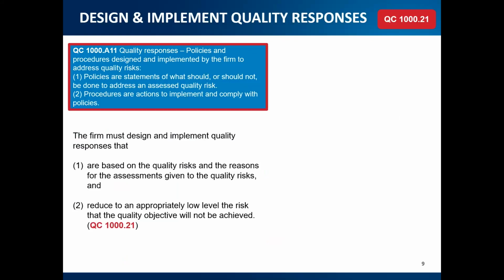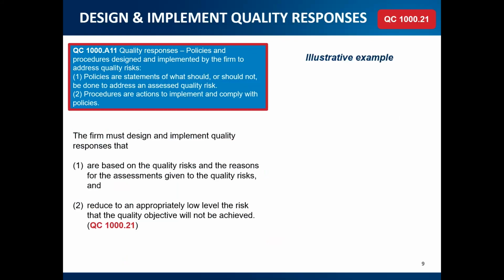Under the standard, the firm must design and implement quality responses that, one, are based on the quality risks and the reasons for the assessments given to the quality risks, and two, reduce to an appropriately low level the risk that the quality objective will not be achieved. Consistent with the principles-based approach of the standard, the nature, timing, and extent of quality responses depend on the underlying quality risks and the reasons why these risks were assessed as quality risks. For example, a quality risk that is tied to an event that is expected to occur multiple times per year, or that could have a very significant impact, requires a more extensive response than a quality risk tied to a specific event that is expected to occur only once and have a less significant impact.